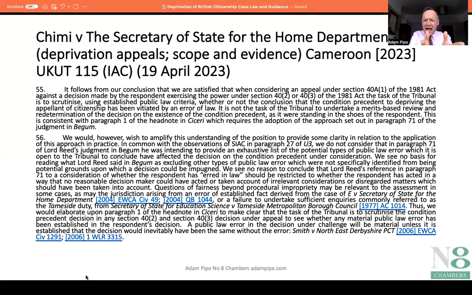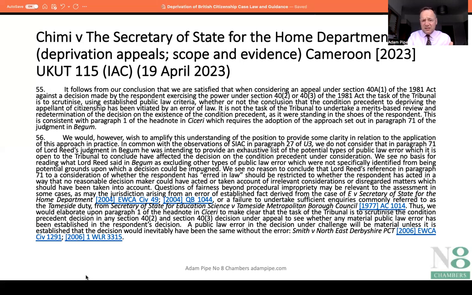But what they do, which is very helpful at paragraph 56, is amplify the understanding of the public law error. And they say, we don't think the public law error should be restricted to whether the respondent has acted in a way that no reasonable decision maker could have acted, or taken into account irrelevant considerations or disregarded matters which should have been taken into account. And that's the language used in paragraph 71 of Begum by Lord Reed. And they say, well, effectively, Lord Reed wasn't narrowing what is a public law error.